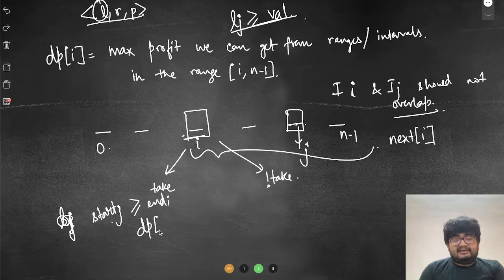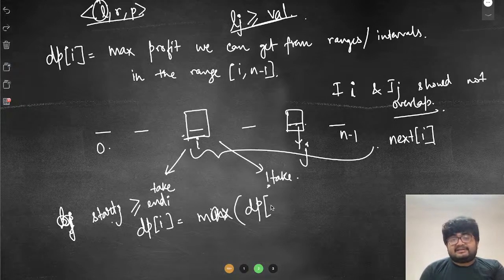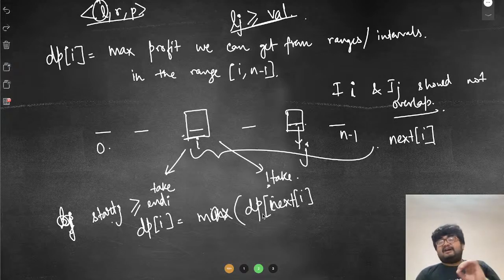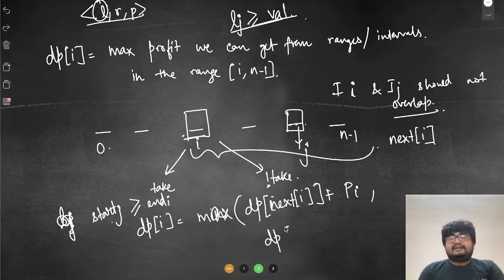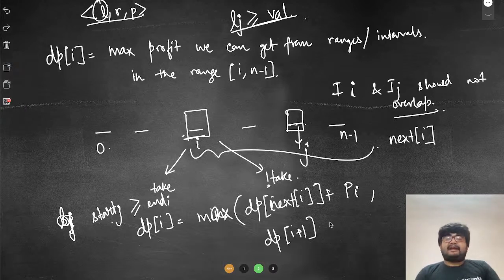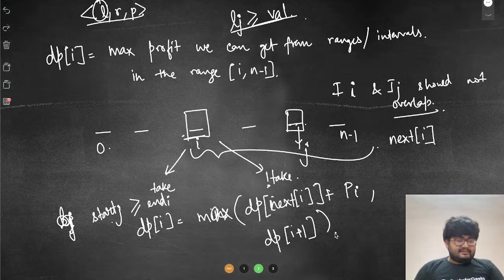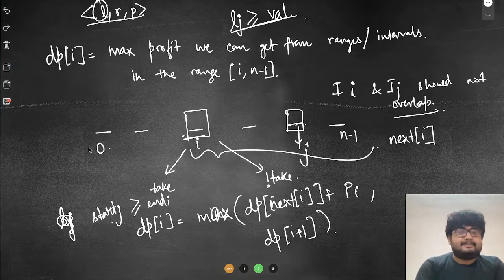So dp of I is equal to the maximum. We want to maximize: either we take it, so it will be next index of I, because that is the first index from where we can take next. We cannot take before that, right? Otherwise there will be overlapping intervals, and we have taken the ith interval. Next of I, plus we'll add the profit of I, or we will not take this, so we'll directly go to I plus 1. It will be this recursion, right? So it's pretty simple.